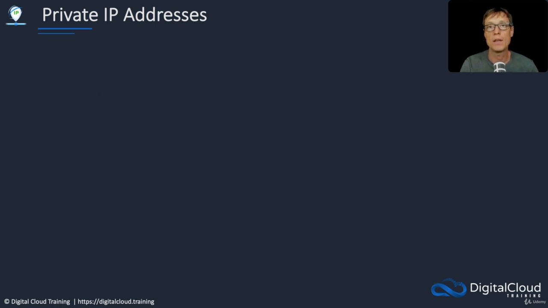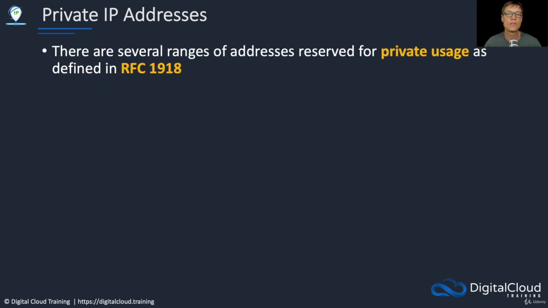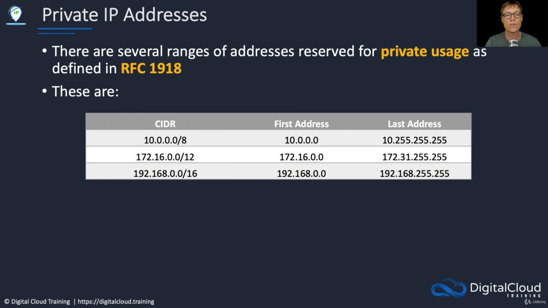Now there are some addresses that are reserved for private use. Now private use basically means that you can use them within your internal networks, but they're not routable on the public internet. So these addresses are defined in a request for comment, an RFC known as 1918. The address ranges are in this table here. So they're the address ranges we've already been looking at.